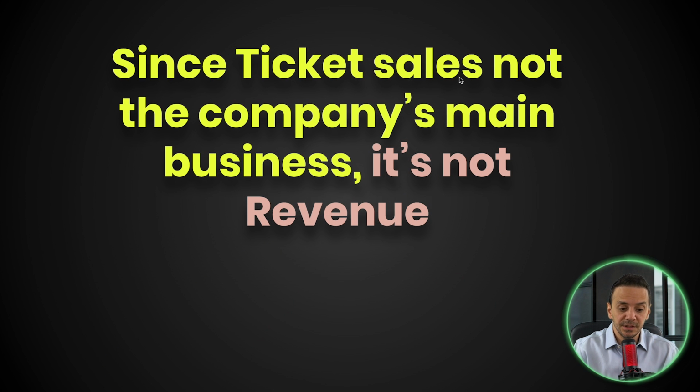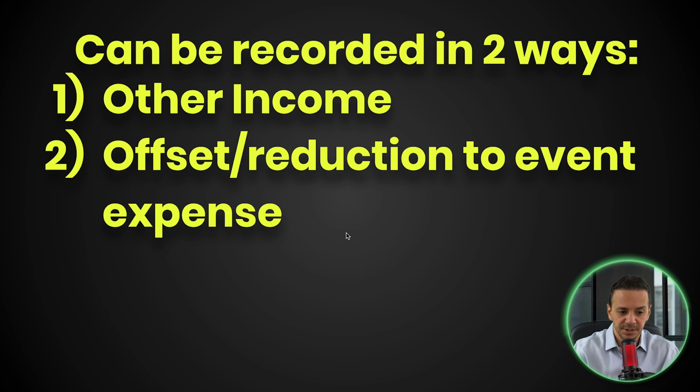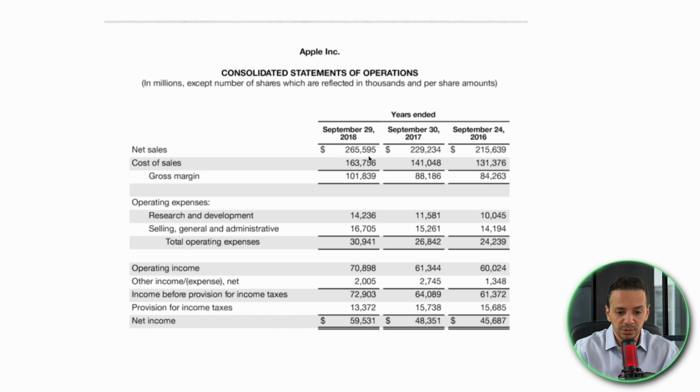Since the ticket sales is not the company's main business, remember, this is a software company. It's not in the business of holding conferences and selling tickets. It's in the business of selling software. In this case, this is not revenue. It cannot be recorded as revenue because it's not the company's main business. Now, this can be recorded in two ways. Either as an other income below the operating section of the income statement, or as an offset or reduction to event expense. So if we choose to go with the route of recording it as other income, it will go here under operating income on the income statement.